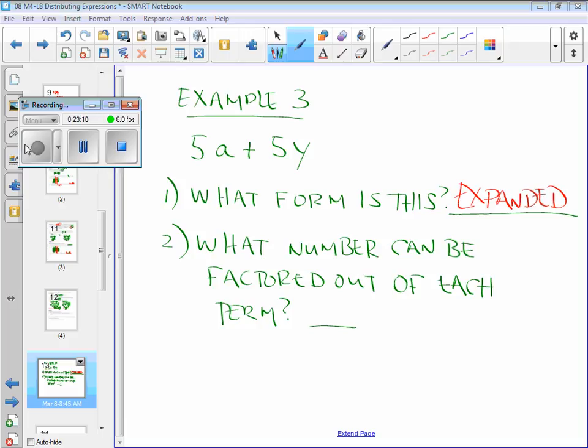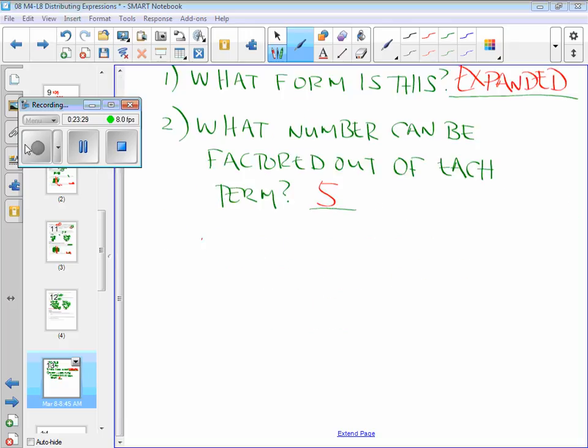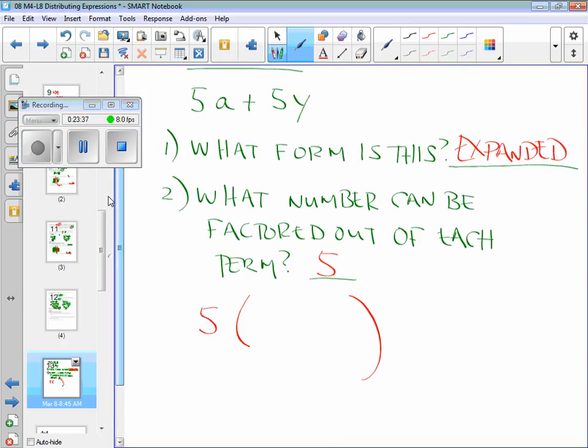Does everybody see a 5? As soon as you see it, put it outside the parentheses. First put a 5 there. Then when we rewrite it, we now know it's going to be 5 outside the parentheses. And here's what I mean when I say work backwards. You say to yourself, 5 times what makes 5a? 5 times what makes 5a?